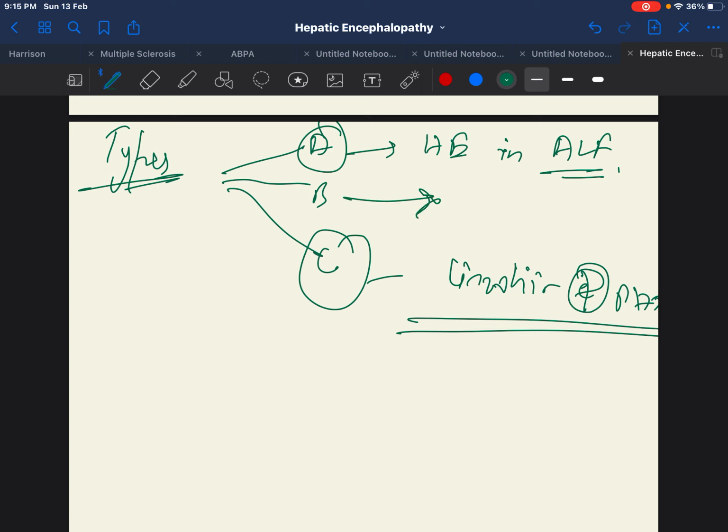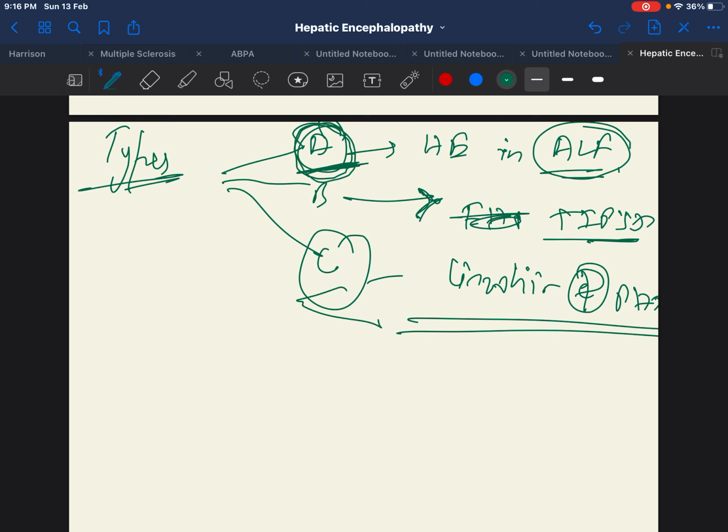B is mainly where the patient does not have any intrinsic liver disease, like extrahepatic, like in TIPS we can say, in the shunt procedures and all. Type A occurs in acute liver failure conditions, so it is more severe, more brain edema will occur. And C is the most common; the cases of hepatic encephalopathy we usually see are type C.